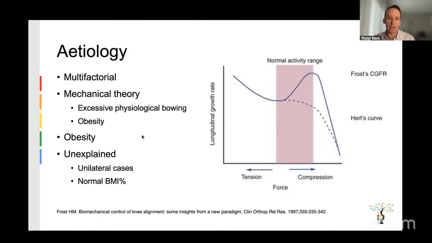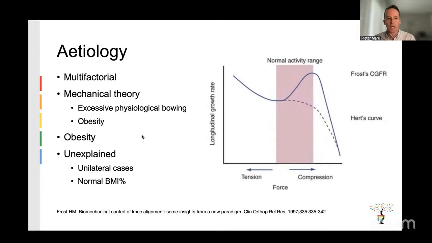Now, Frost expanded on the Hueter-Volkmann principle with his chondral growth force response curve. This essentially means that mild compressive and tensile forces will stimulate growth, whereas excessive or prolonged forces will inhibit growth or even may cause growth cessation. That would explain why, in a child who presents to us with mild physiological bowing, the deformity is likely to improve, whereas if the child has excessive physiological bowing or obesity accompanying this deformity, the forces exceed the threshold, and these are likely to progress to Blount's disease.